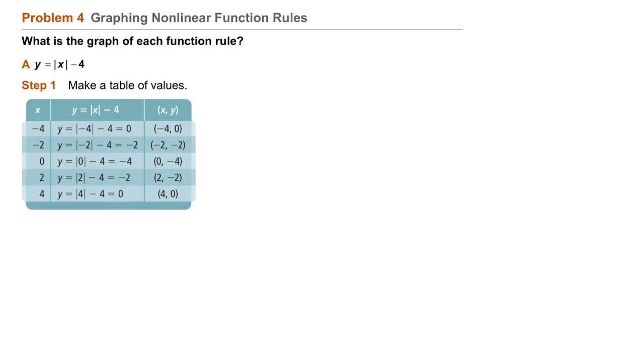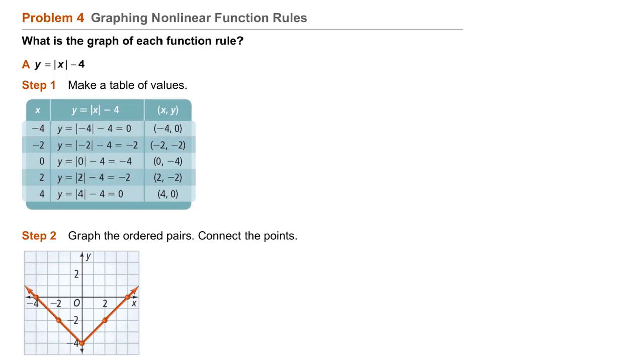Substituting those inputs into the function, we find our outputs and create a list of ordered pairs from which to graph. Step 2, graph the ordered pairs, connect the points, and we get this V-shaped absolute value graph.